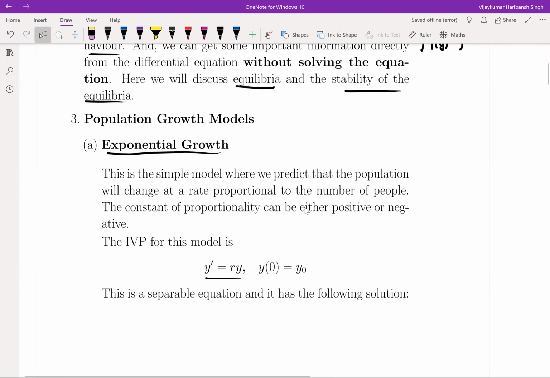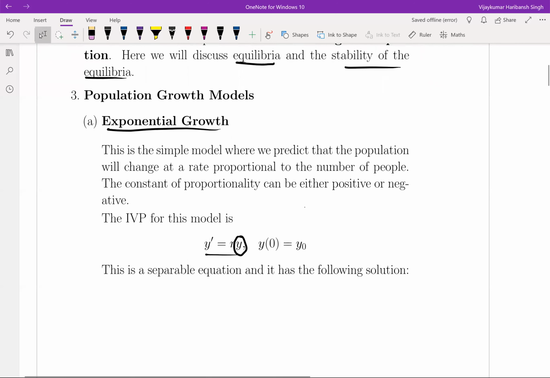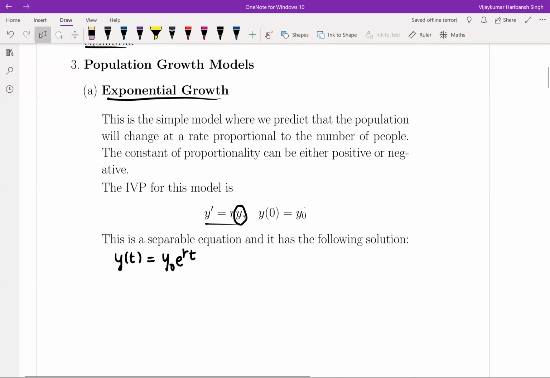This simple model predicts that the population changes at a rate proportional to the size of the population. So y prime equals ry and y of 0 equals y naught, where y naught is some starting point for the population. Now this is a separable differential equation, and we have already seen that the solution is going to be y of t equals y naught e to the power rt. Now note, based on r, you can see what will happen to the population.